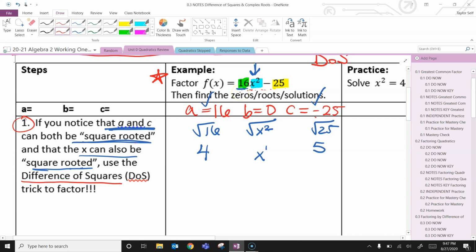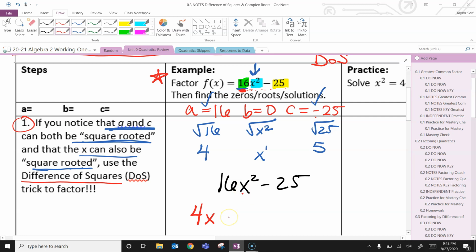So watch what I do. Square root of 16, we're going to start with the 16. Here, I'm going to write what we started with, going back to 16x squared minus 25. And now we're going to factor that using difference of squares. Square root of 16 is 4. Square root of x squared is x. Square root of 25 is 5.